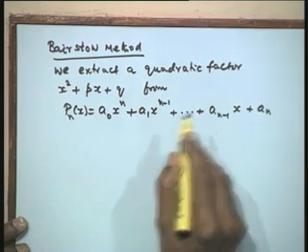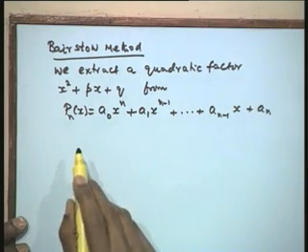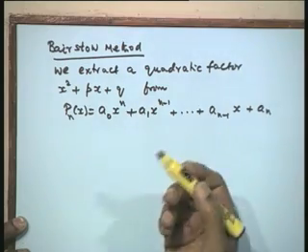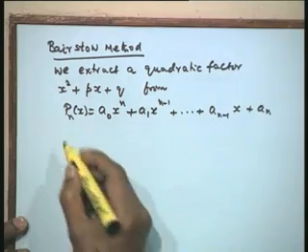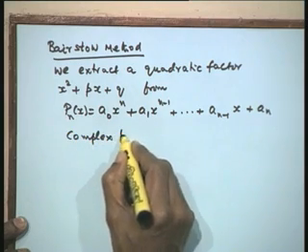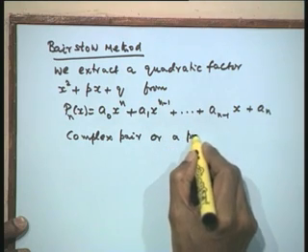Now if you extract this quadratic factor, then this can give us a complex pair of roots, or it can give a real pair of roots. So we are extracting a pair of real roots or a complex pair. So we would then have a complex pair or a pair of real roots.